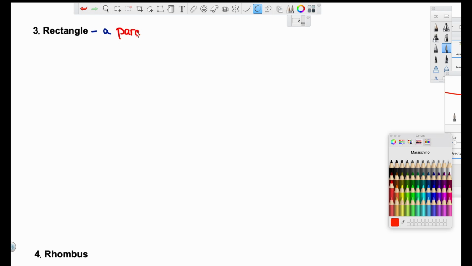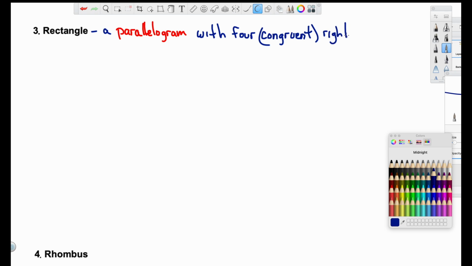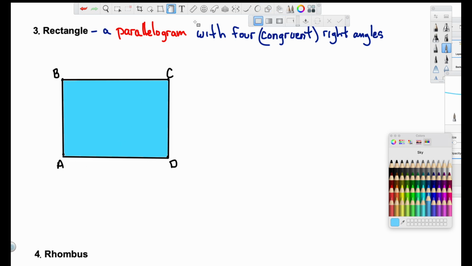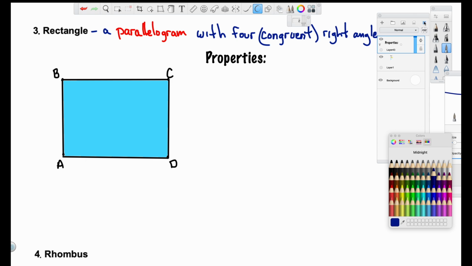A rectangle is going to inherit all the properties of a parallelogram and quadrilateral. So a rectangle is a parallelogram with 4 congruent angles. And if they're congruent, obviously that means they have to be right angles. 360 divided by 4 is 90. So let's sketch out a rectangle for this, and let's list some properties here.